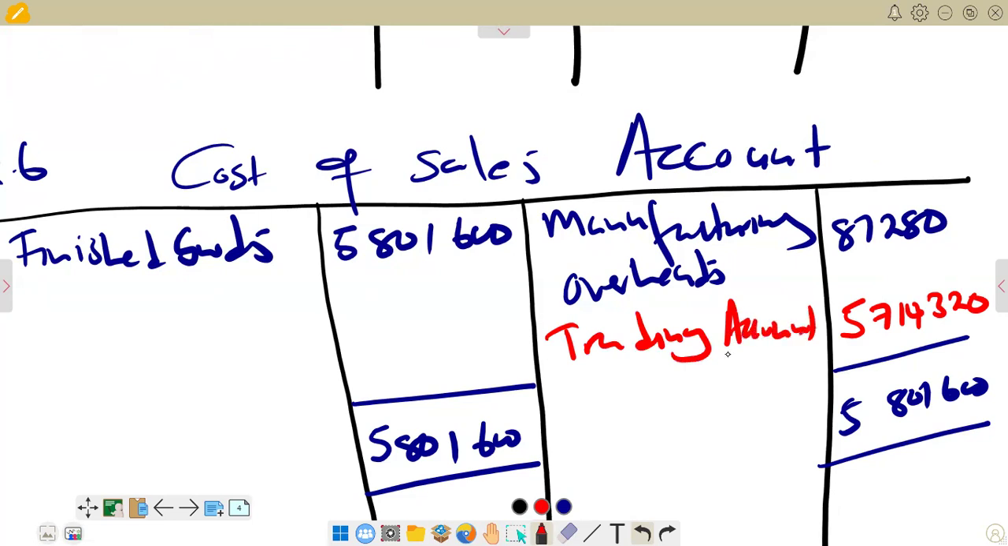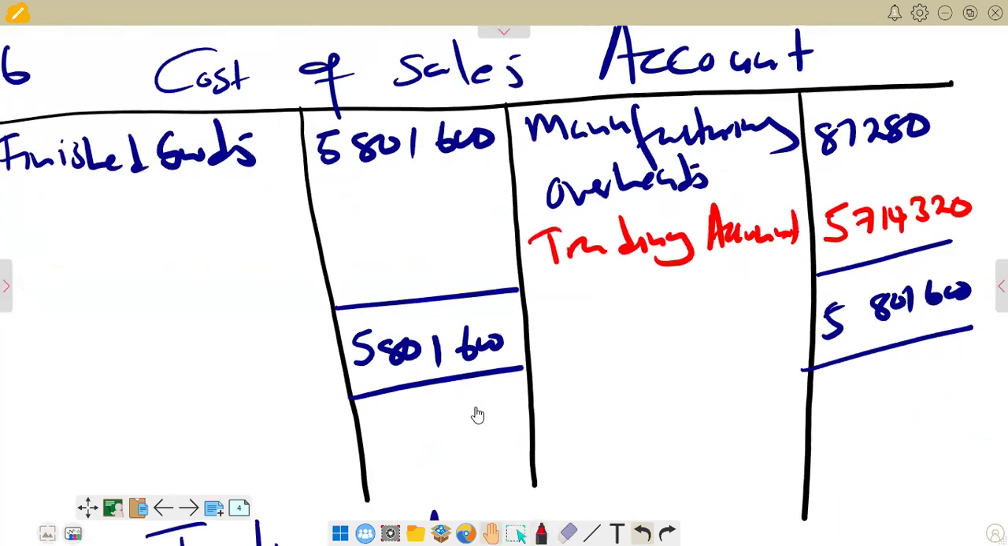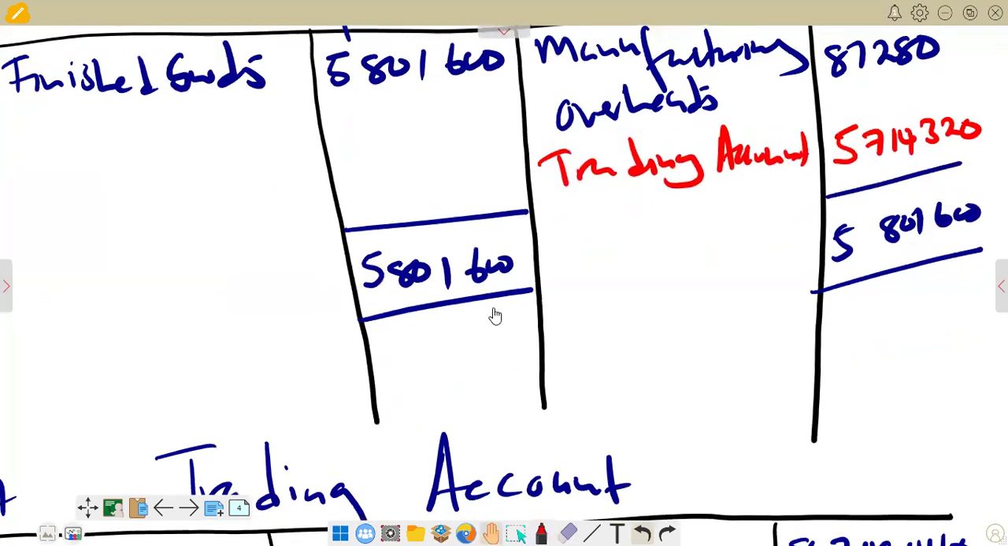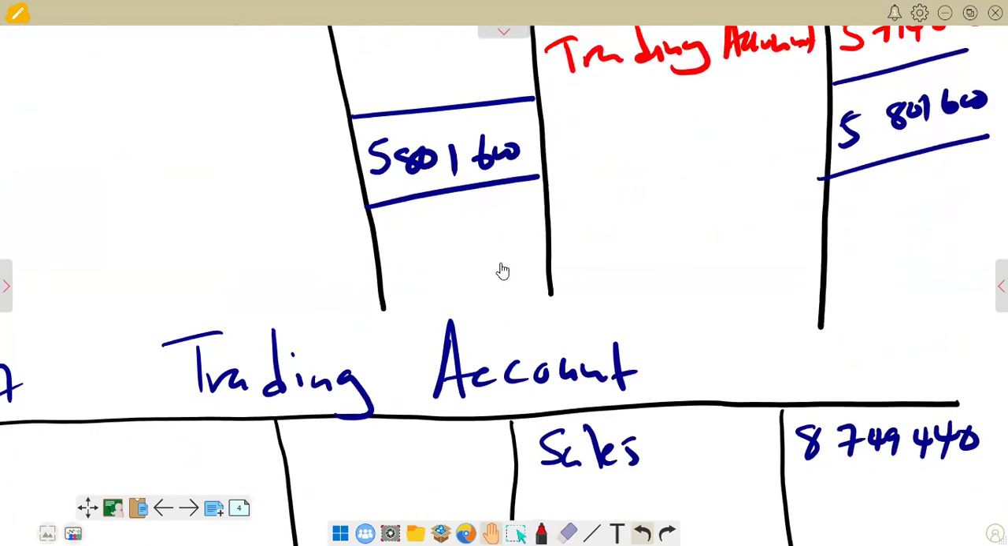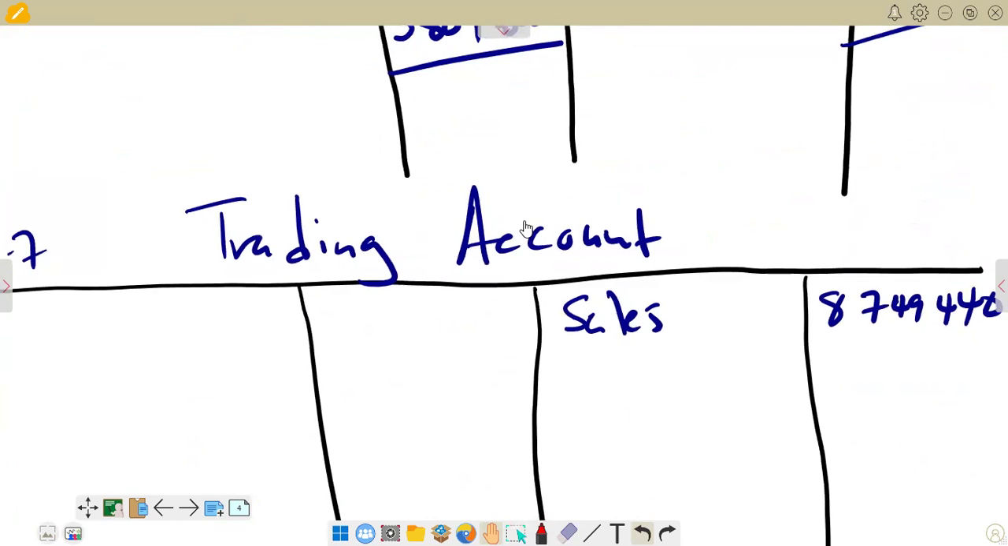This is our cost of sales. And we also have our trading account. So we are going to transfer that one to the trading account. So the trading account, we have within the question. So we're going to the debit side of the trading account and put that figure. What we are saying is cost of sales on the trading account, and we are putting the figure of 5,714,320.